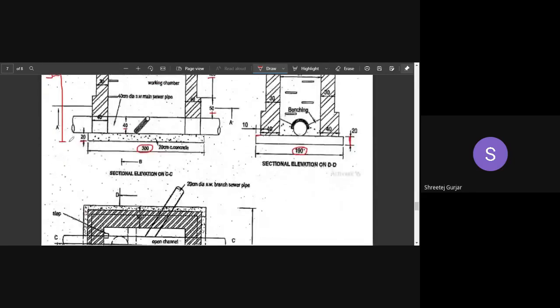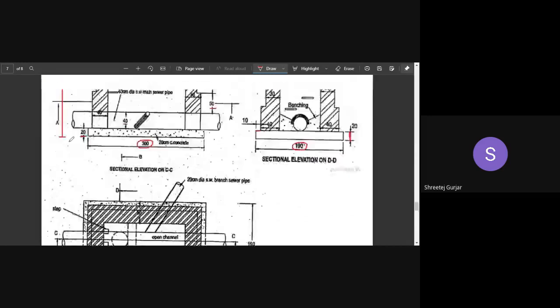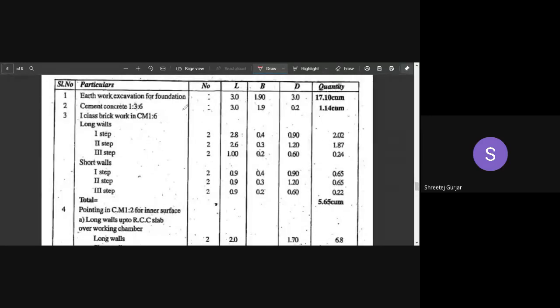Let us check if we are correct. It is over here. Okay. Right, it is correct. What we have calculated is correct. 3 meters or 300 centimeters is the depth, and then this is directly provided. So earthwork in excavation is clear. Then cement concrete in foundation, thickness is 0.2, no problem over here.